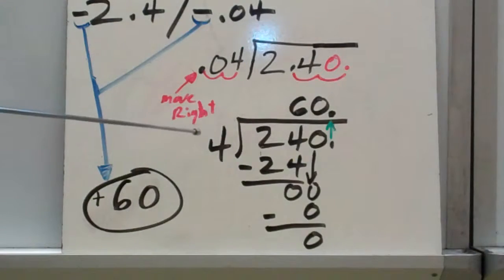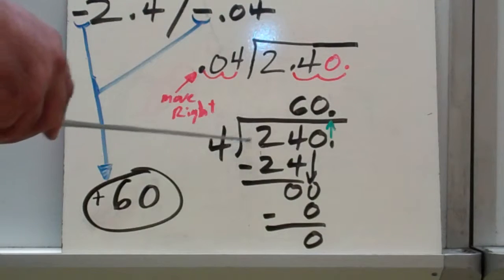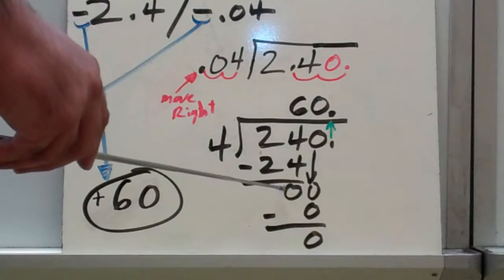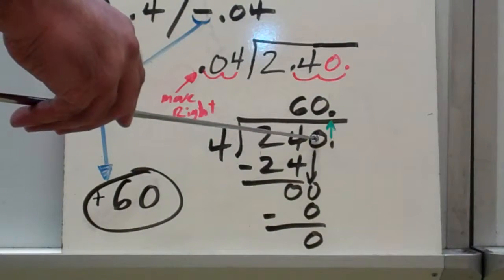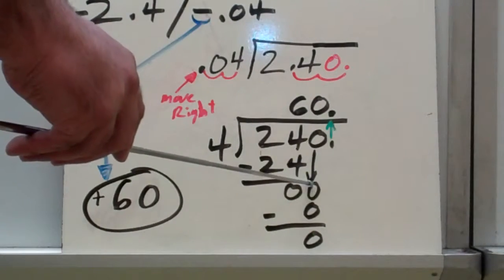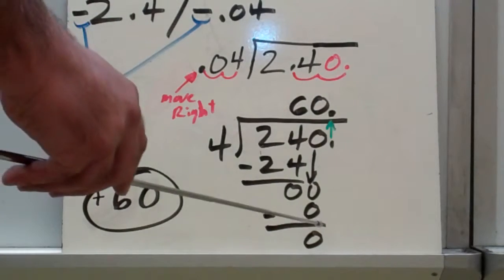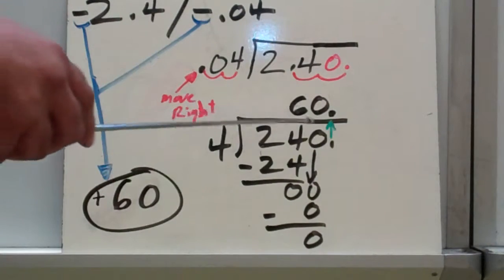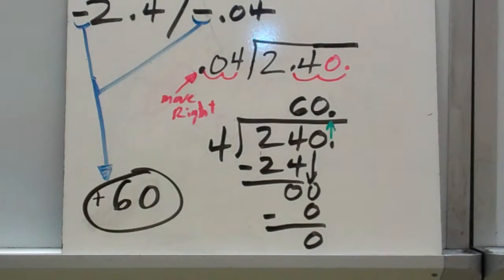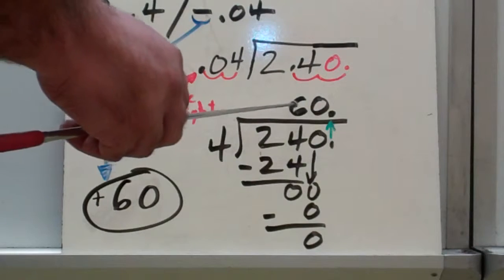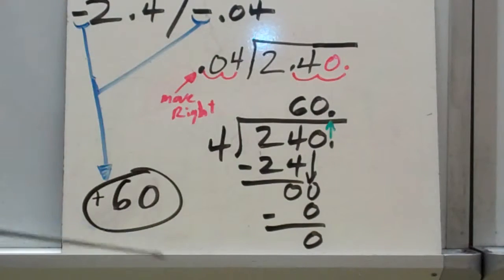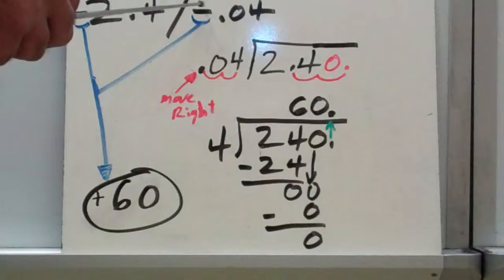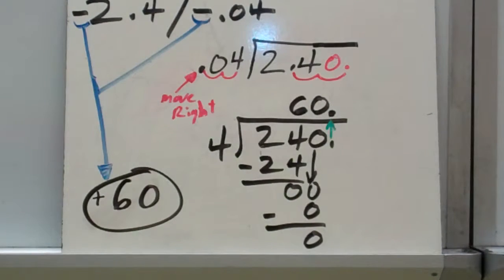So when we do our division, okay, 4 goes into 24 6 times. 6 times 4 is 24. We subtract, we get 0. We have to use a 0, so bring it down. 4 goes into 0 0 times. 0 times 4 is 0. We subtract, we get 0, and we're done. Again, we bring up our decimal point. In this case, it's after all of our significant digits. So we end up with an answer of 60 in this case. And a negative divided by a negative is a positive. So our answer in this case is 60.